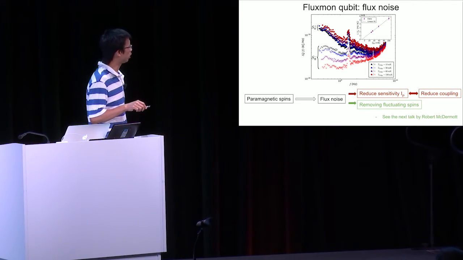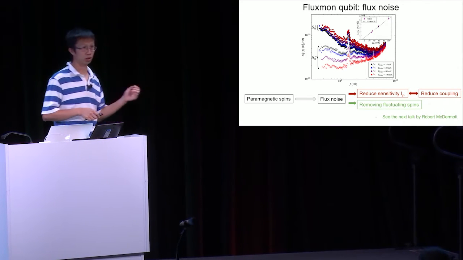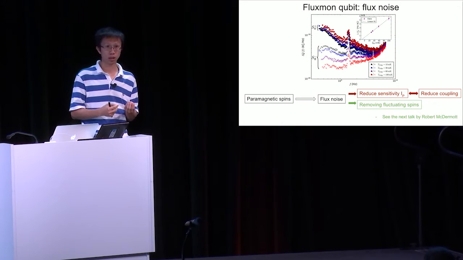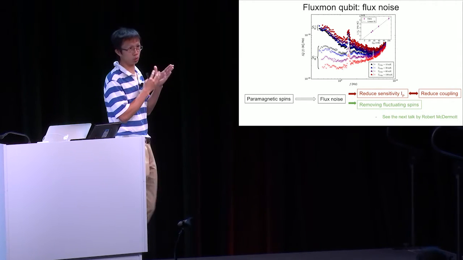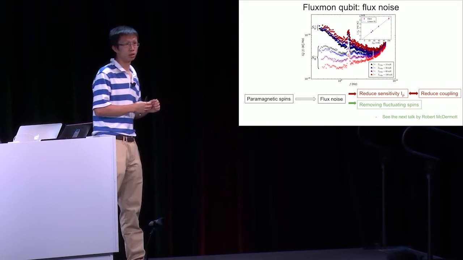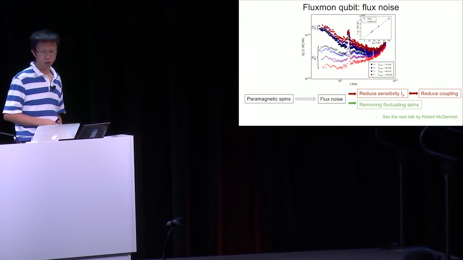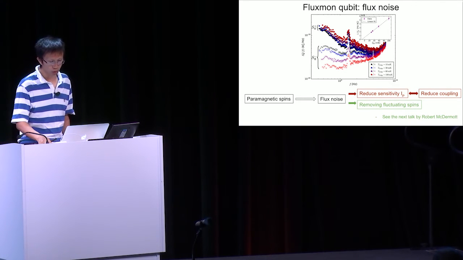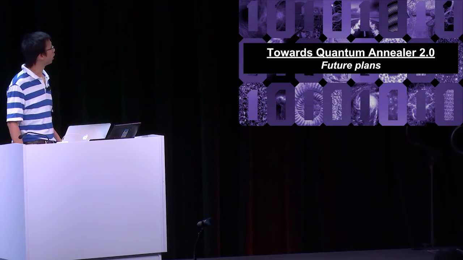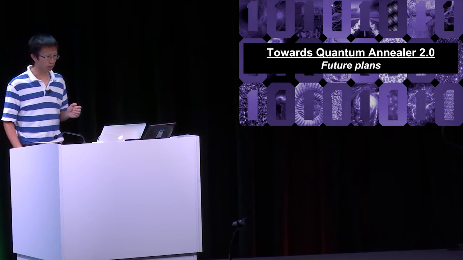So we think this is not the route we're going to choose. Instead, as you will hear from our collaborator Robert in the following talk, we really try to work hard on the material research. We try to remove the fluctuating spins. We're trying to see where they are and how to remove them. So this is the route we're trying to do, and we will see whether or not we can do a good job there.